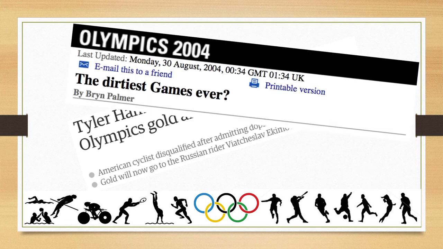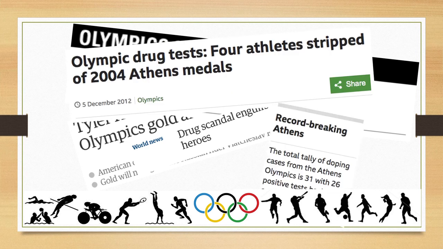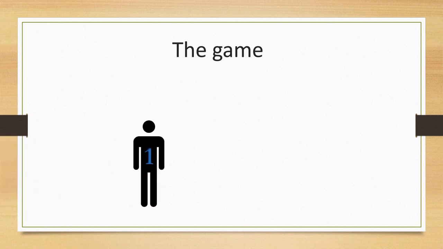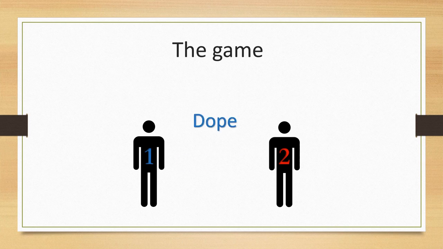So why exactly did these highly skilled athletes feel the need to cheat? To allow us to analyse this, first we need to make some assumptions. Let's assume we have two athletes of equal ability which are competing against each other in the Olympics. The athletes have two strategic choices, to dope or not to dope.